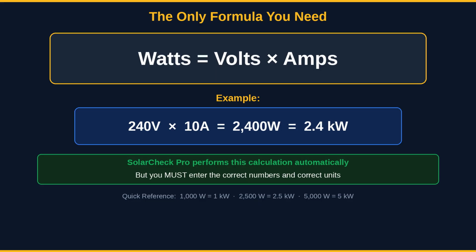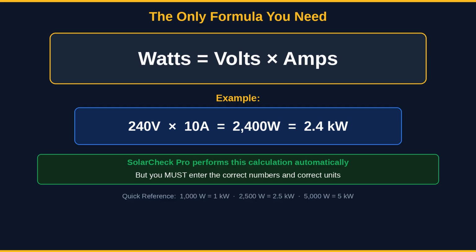Here's the only formula you need. Watts equals volts times amps. This connects what you measure in the field to the power being produced. For example, 240 volts times 10 amps equals 2400 watts, which equals 2.4 kilowatts. SolarCheck Pro performs this calculation automatically, but you must enter the correct numbers in the correct units.